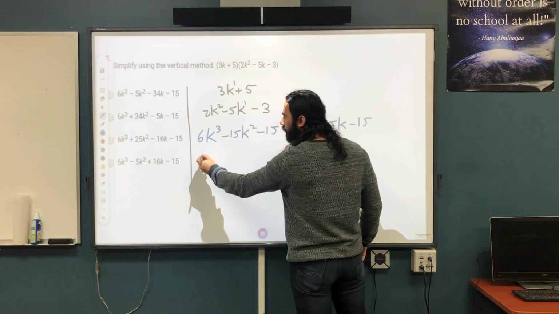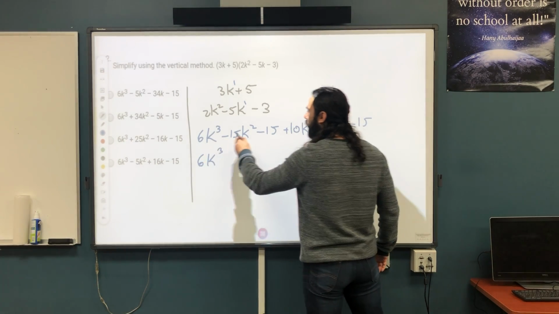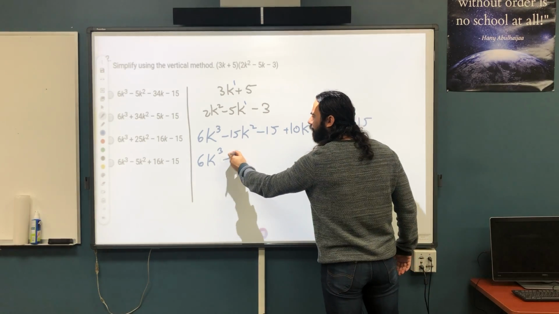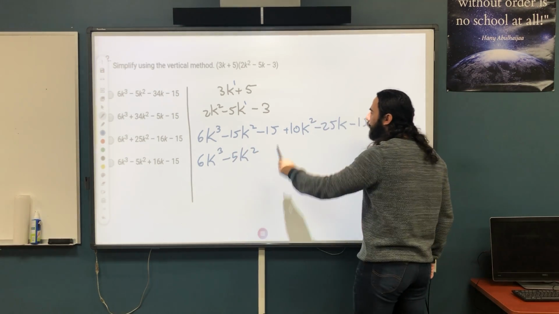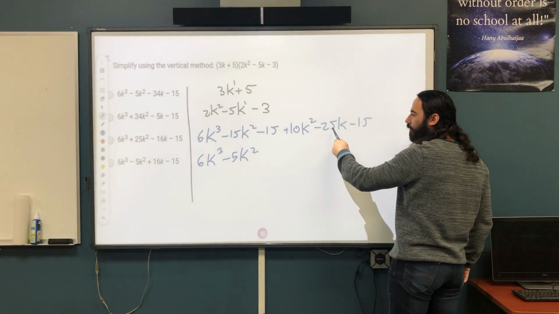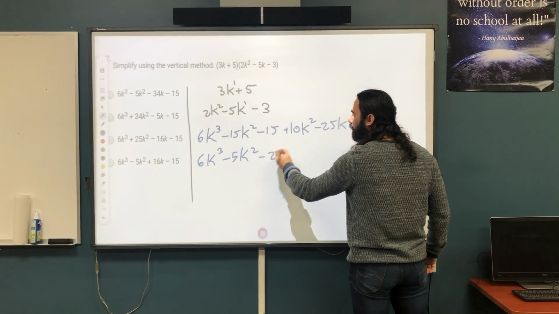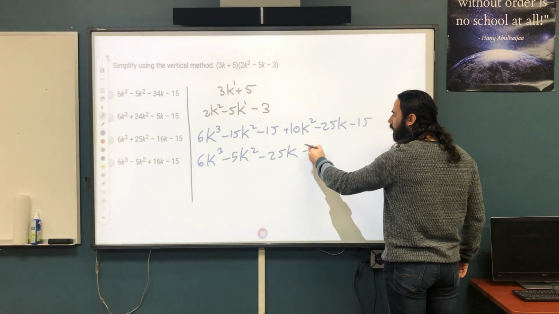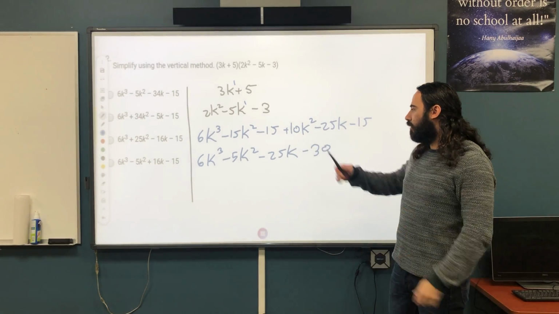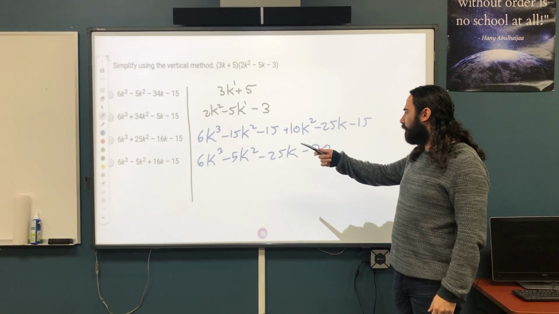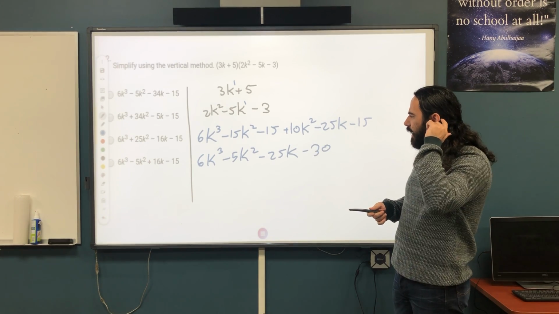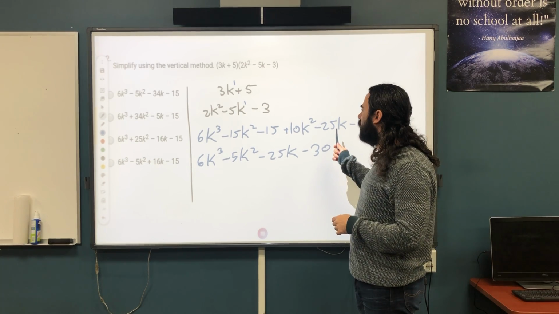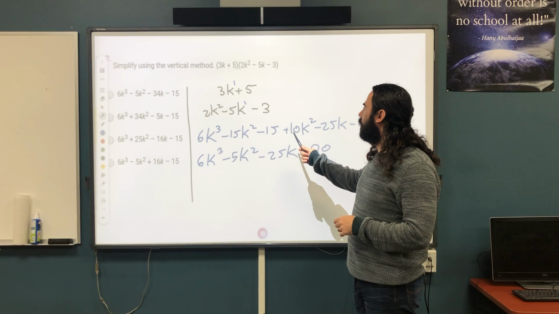So we have 6k cubed, negative 15k squared with the 10k squared, it's going to be negative 5k squared. Negative 25k, as you can see, stays the same. We don't have another k. And negative 15 and negative 15 is going to be negative 30. So that's the simplified answer. Did we have anything else with k? No?